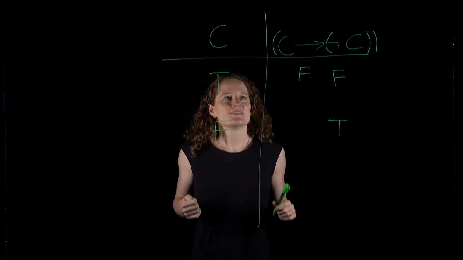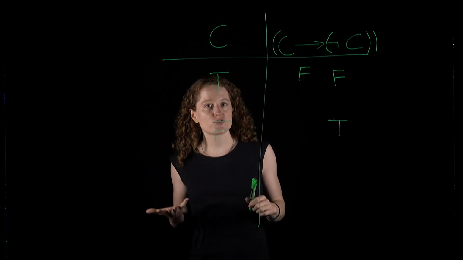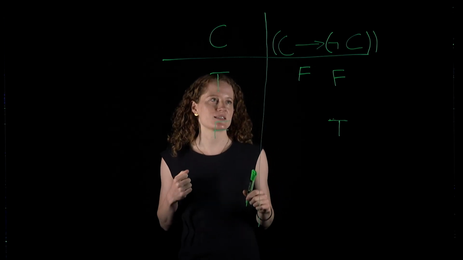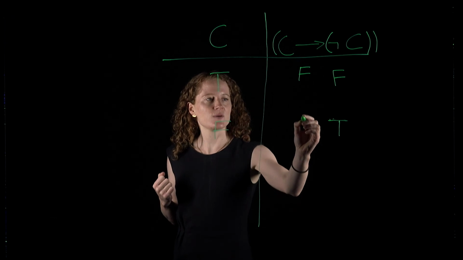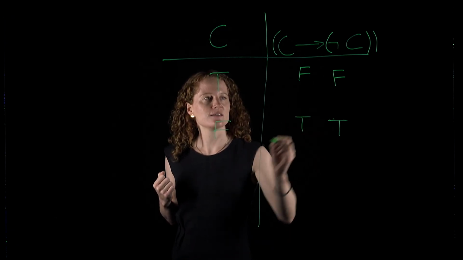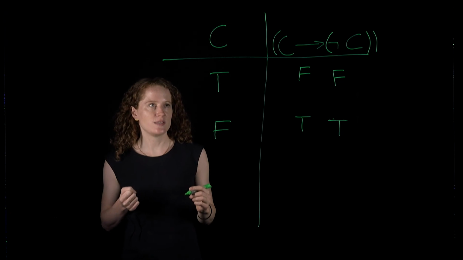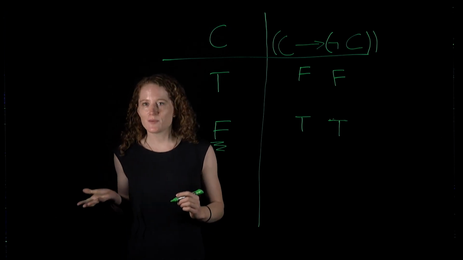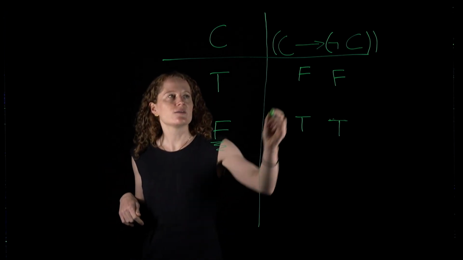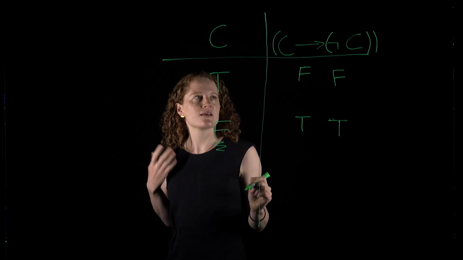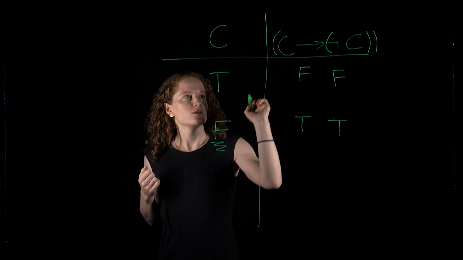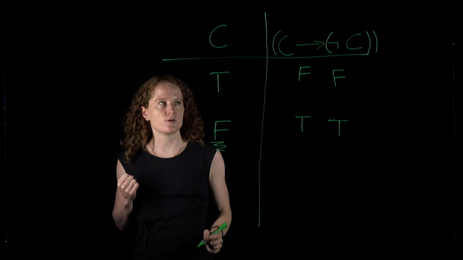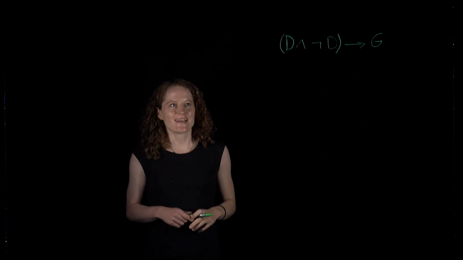I also know that a conditional is true whenever the antecedent is false. And since the antecedent of our conditional is the sentence C, I'm going to enter a T in the second row here, given that in the second row, C is false. And that completes the truth table. Our main connective is the conditional, and we see that this sentence is false on the first valuation where C is true, and true on the second valuation where C is false. Let's look at a second example.